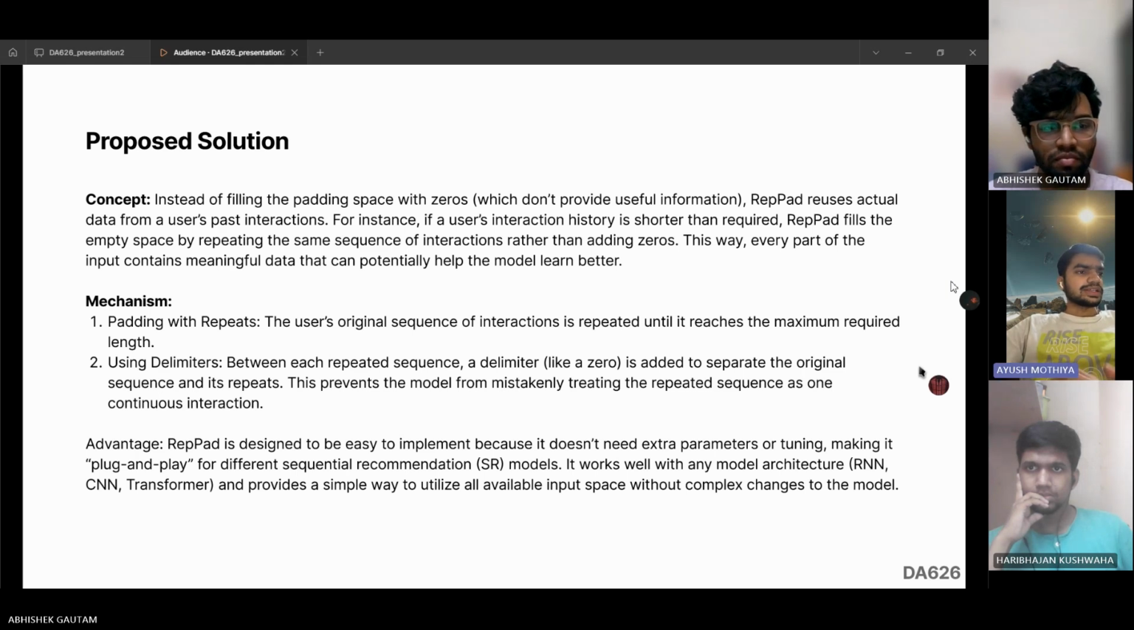So, what is the advantage? One key advantage of RepPad is its simplicity and flexibility. Unlike other complex data augmentation techniques that require additional parameters or tuning, RepPad is a plug and play solution. It can seamlessly integrate into any sequential recommendation model, whether it's RNN, CNN, or transformer model, without needing modifications to the underlying architecture. RepPad provides a straightforward way to fully utilize the input space in a way that enhances model learning while keeping the implementation process clean and efficient.